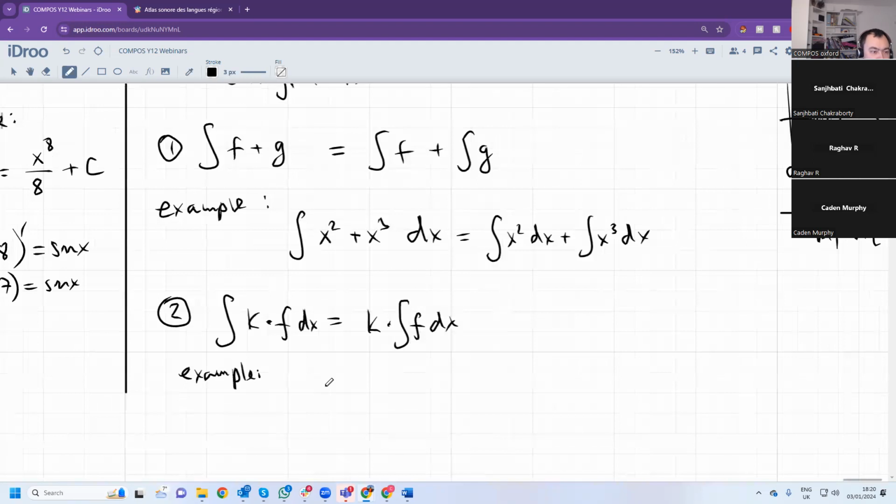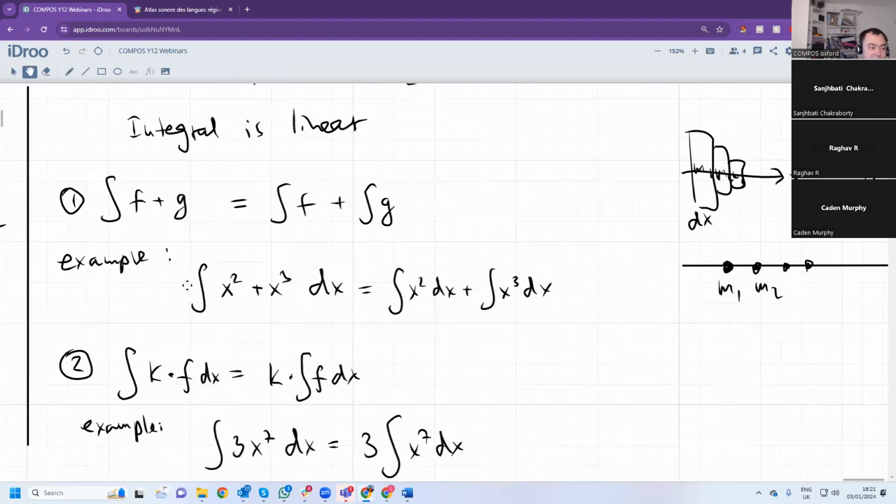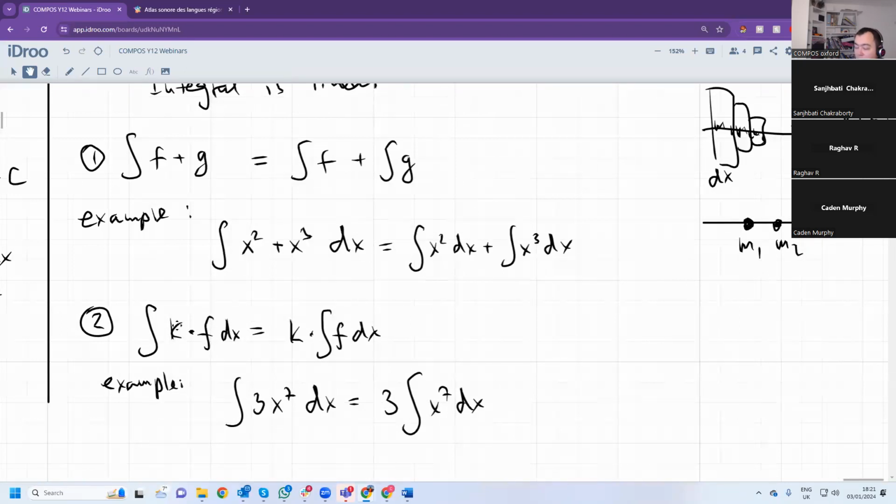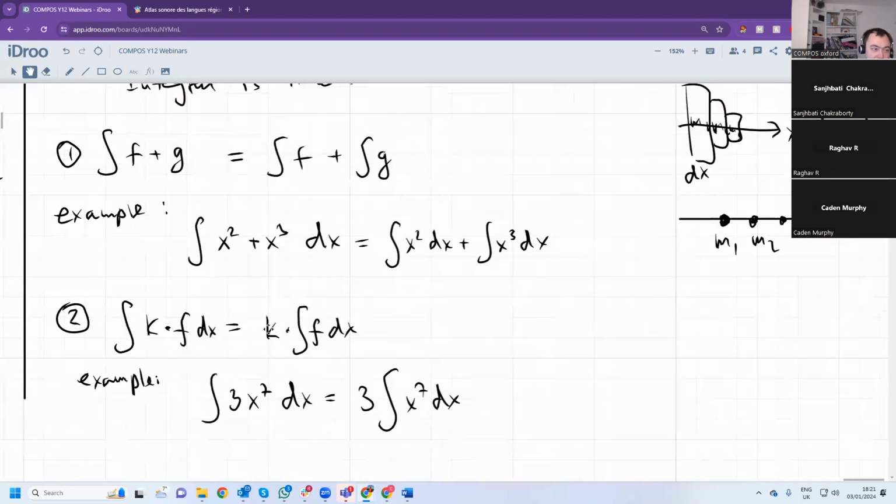So you have an example of that: the integral of 3 multiplied by x to the power 7 dx is equal to 3 times the integral of x^7 dx. So these are the two properties. The integral of a sum is equal to the sum of integrals. And the integral of a constant multiplied by a function is equal to the constant multiplied by the integral of the function. So basically you can take the constant out.